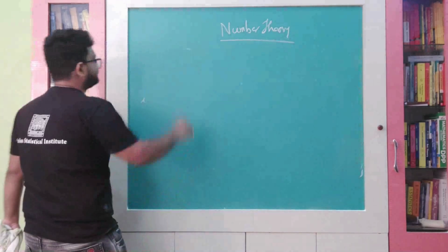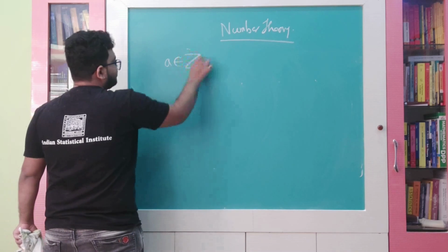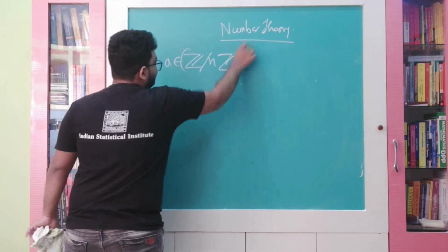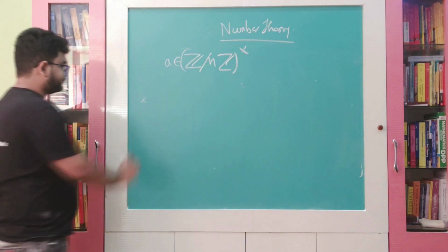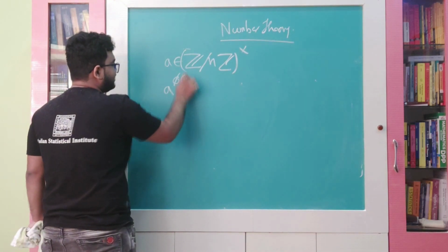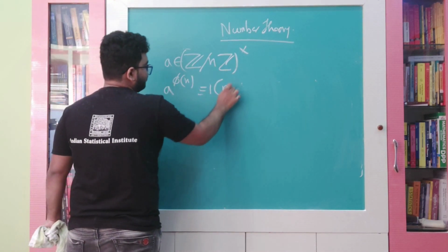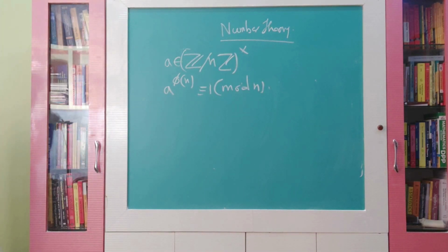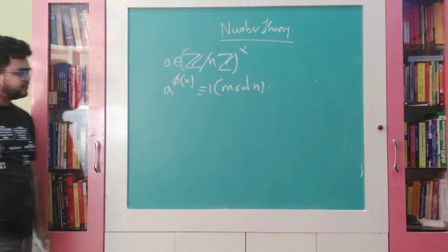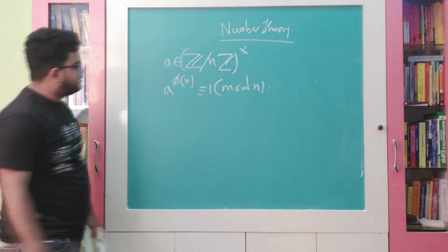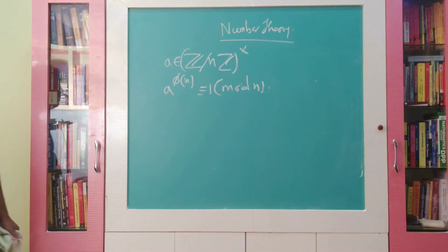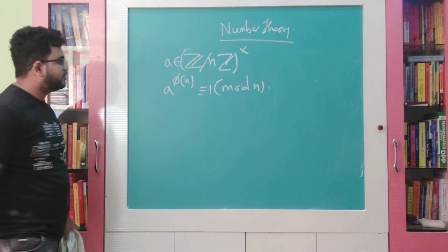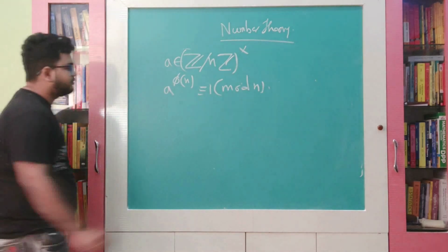Euler theorem says that if A belongs to the integers Z_n and is invertible, then A to the power phi n is congruent to 1 modulo n. This is the Euler theorem. There are many Euler theorems. A to the power phi n congruent to 1 modulo n. That phi n is the Euler quotient function.